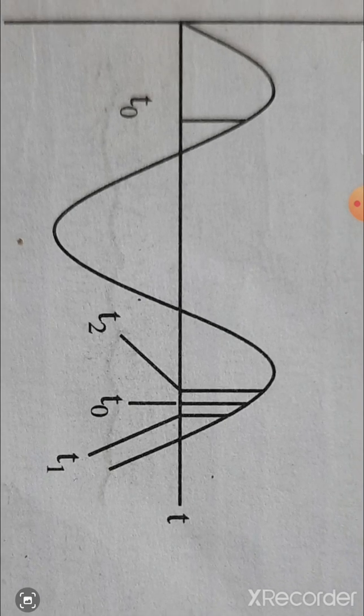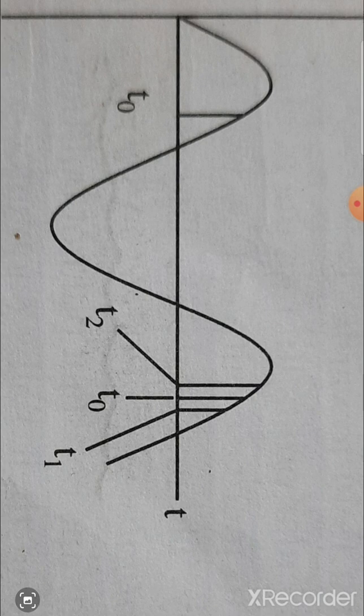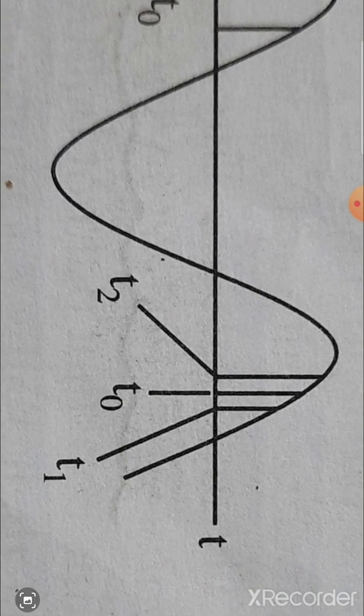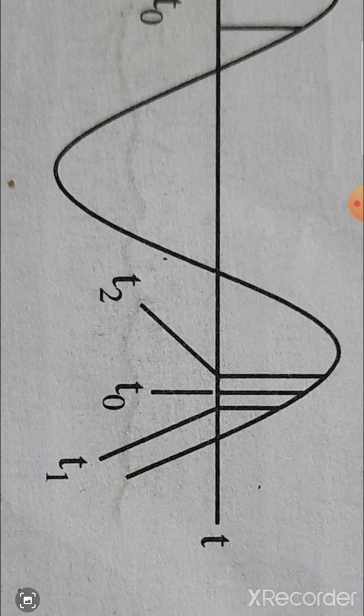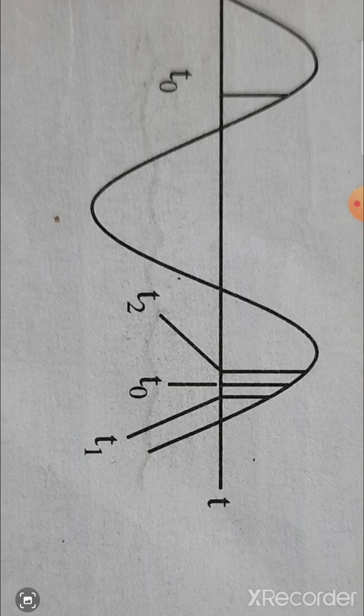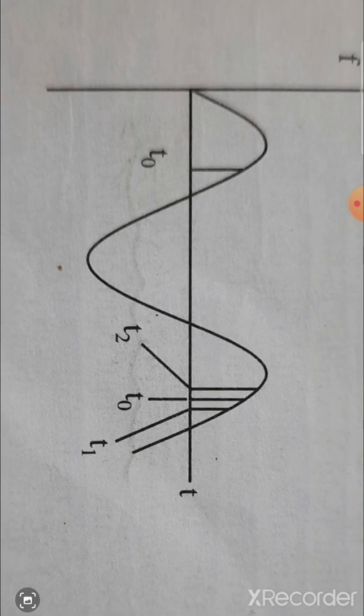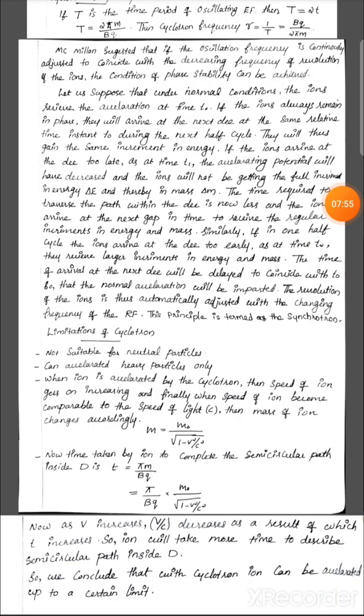During the next half cycle, they will thus gain the same increment in energy. If the ions arrive at the D too late as at time t1, the accelerating potential will have decreased and the ions will not be getting the full increment in energy delta E and thereby in mass delta M. The time required to traverse the path within the D is now less and the ions arrive at the next gap in time to receive the regular increments in energy and mass.